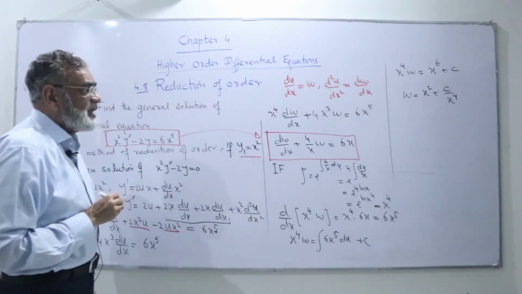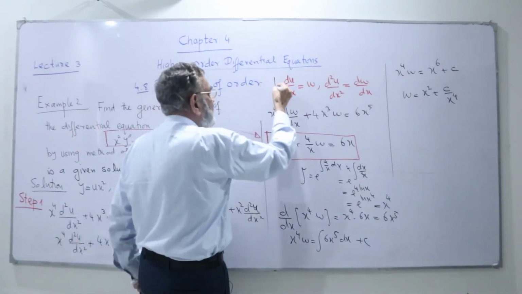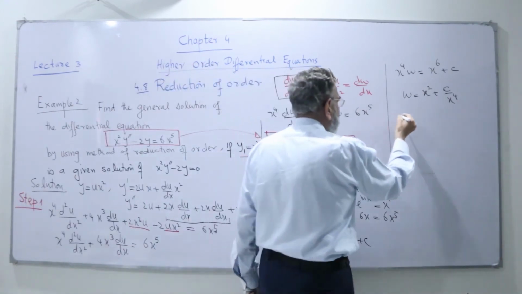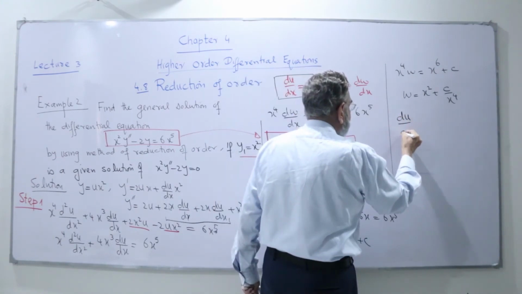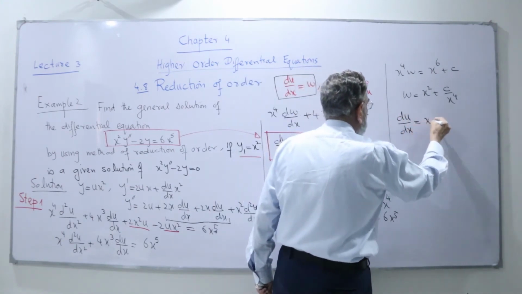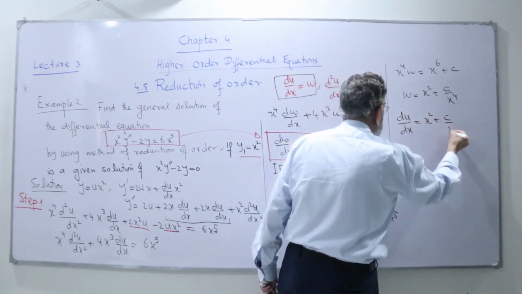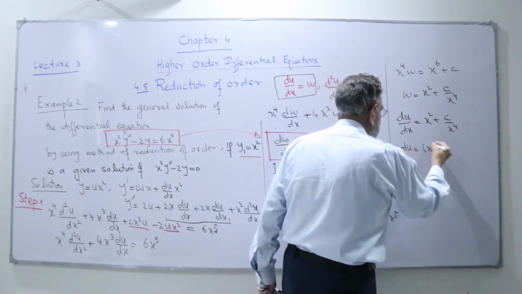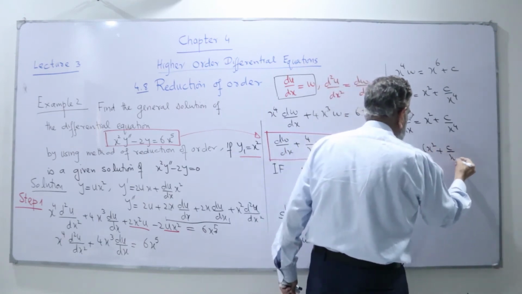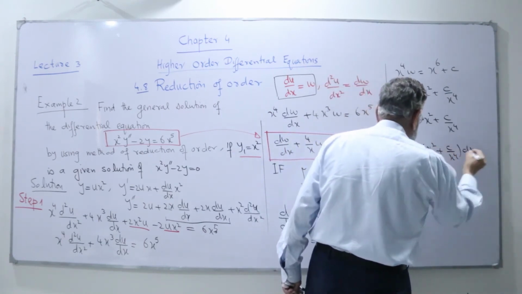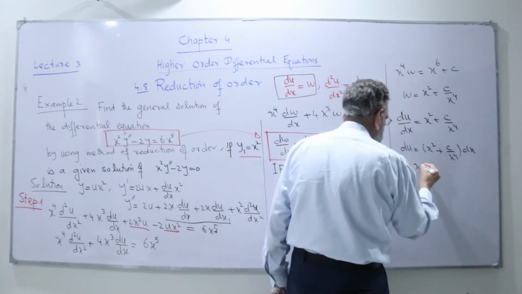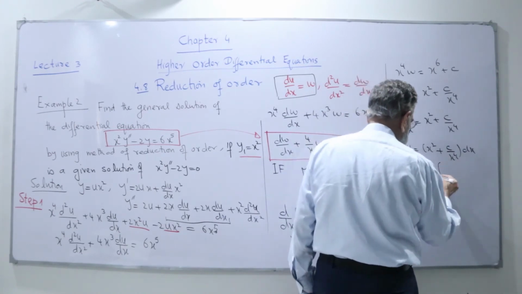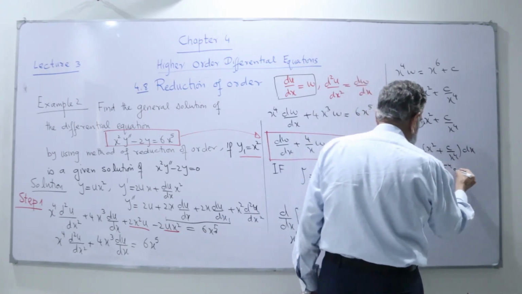Now I have the w. What's my w? My w is du by dx. Again, I get another first order linear differential equation. I get du by dx, putting in the value of w, is x to the power 2 plus c over x to the power 4. I separate the variables: du is equal to x square plus c x to the power minus 4 into dx. Integrating, we get u is equal to x to the power 3 over 3 plus c, a constant, times the integral of x to the power minus 4 dx.